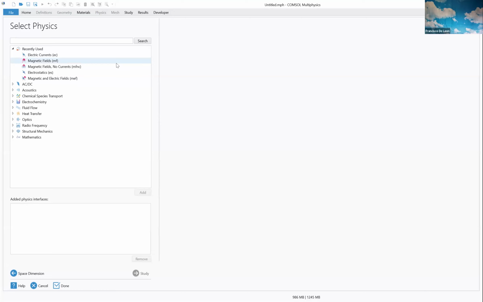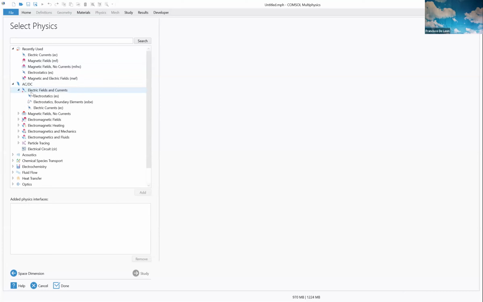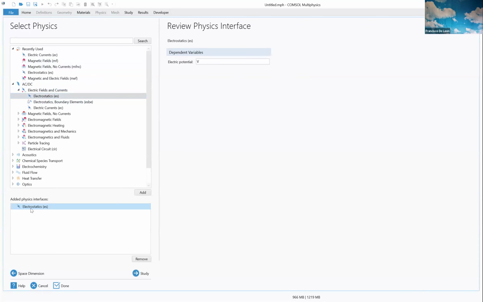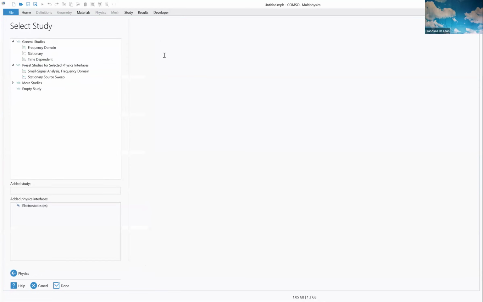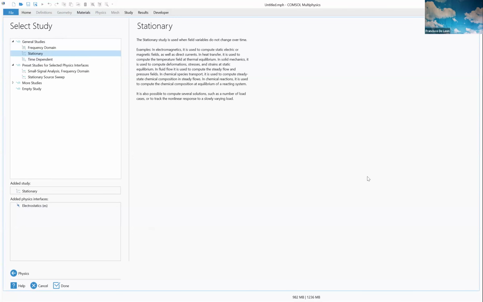Okay. So there is a physics, AC/DC. In this AC/DC, there are electric fields and currents. So we will go with electrostatics, since we have to model this one charge and see the electric potential as well as the electric field. So that's why we go into electrostatics. Just double click it, and this option will appear over here. Then click study, and the types of study appear. With this very first example, as I mentioned that we are going very easy, we will start with stationary. Just double click stationary, and then it will start.